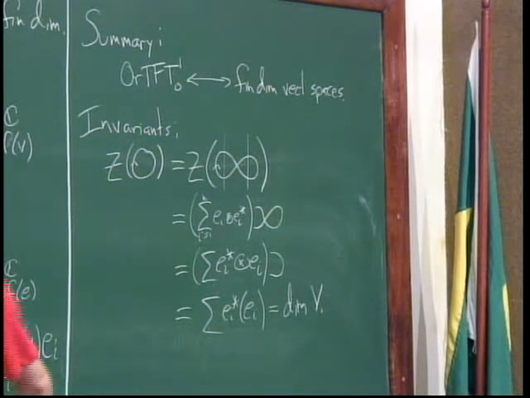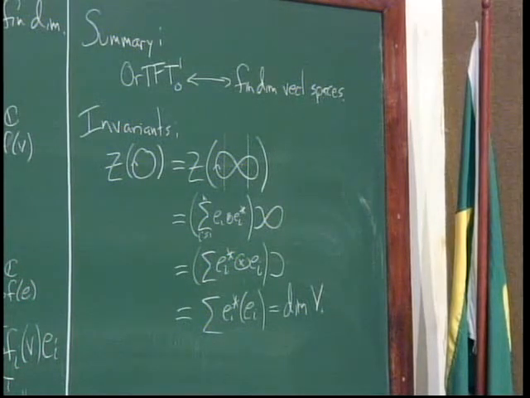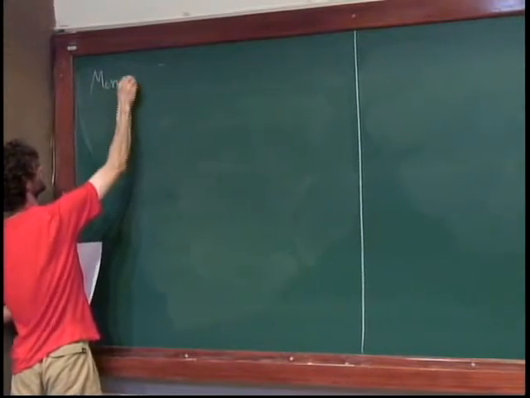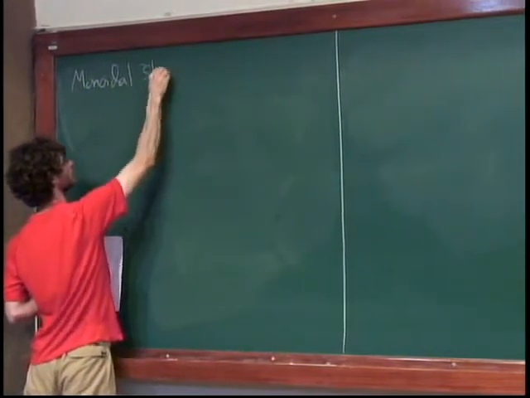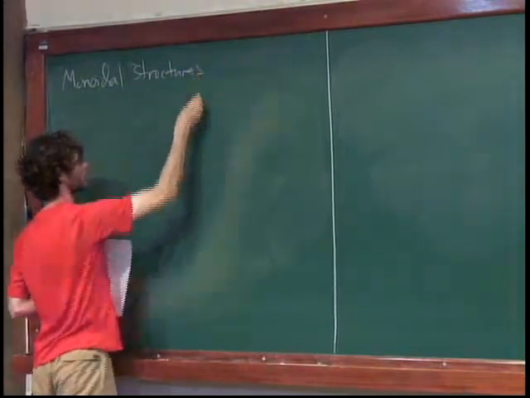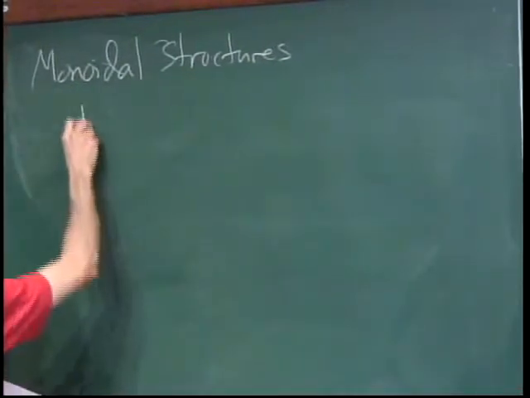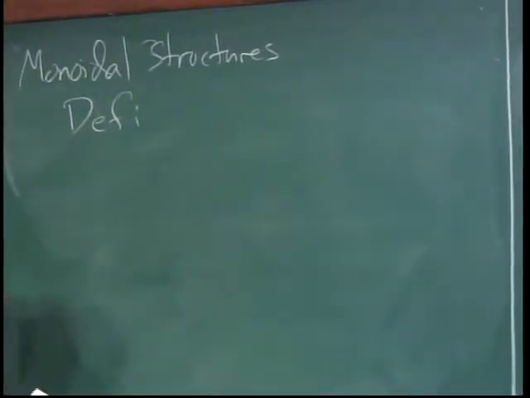Okay, so let's now step back and I'll say a little more precisely what some of these monoidal structures are, that is, these monoidal structures on categories. So first of all, let me say what a monoidal category itself is.